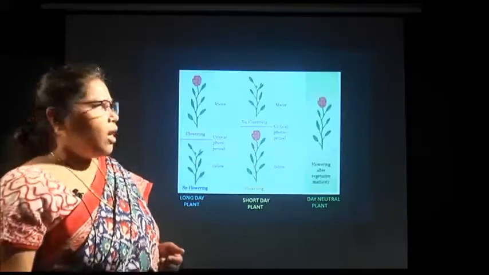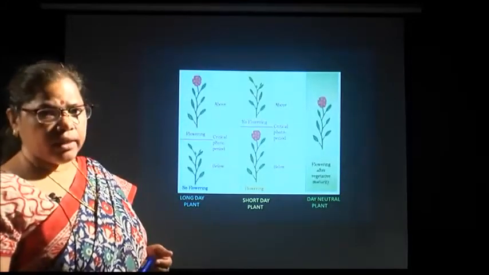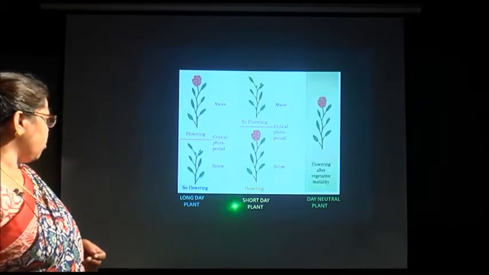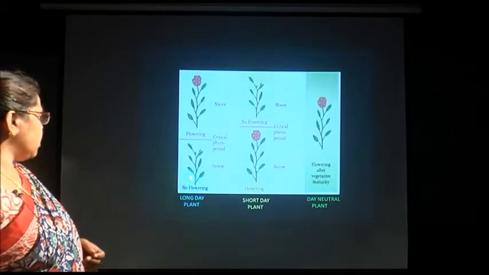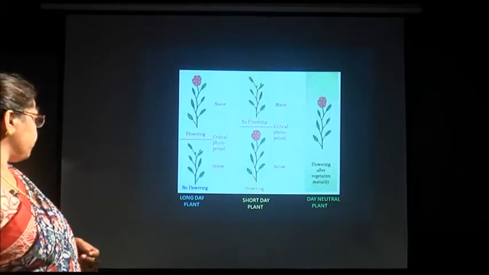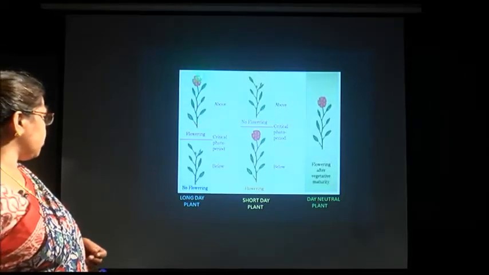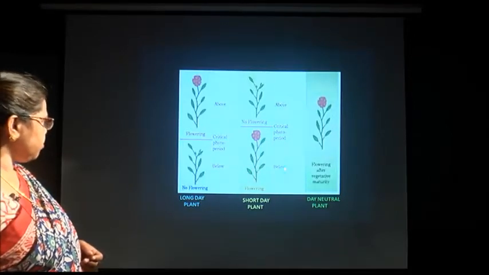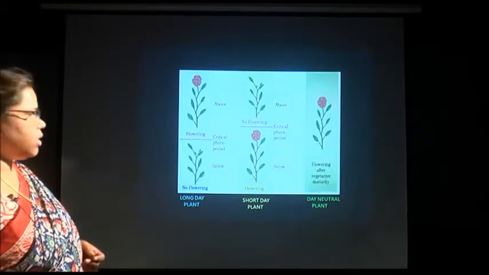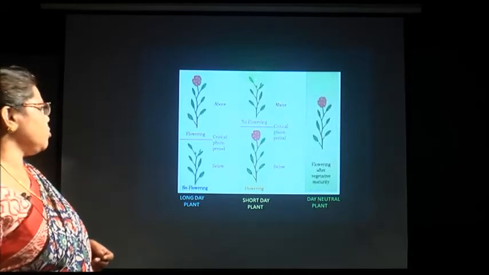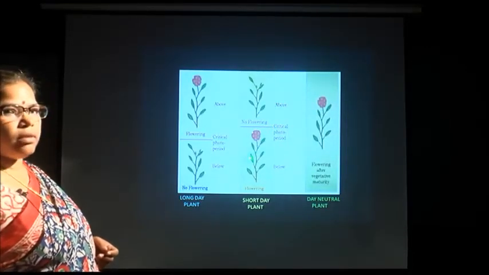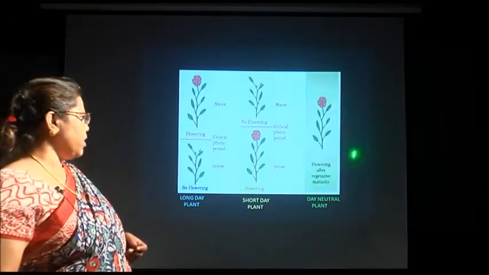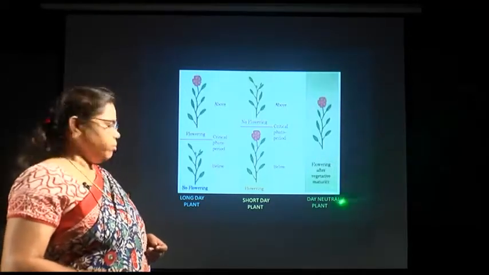Then after this, some research found that the dark period is also important. Here you see this image shows how the long day, short day and day neutral plants depend upon the critical photoperiod. In long day plants, when the photoperiod is above the critical photoperiod, then only they flower, whereas in short day plants, when the photoperiod is below it, then only they flower. If it is above the critical photoperiod, then there is no flowering. Whereas in day neutral plants, there is no effect of the photoperiod.